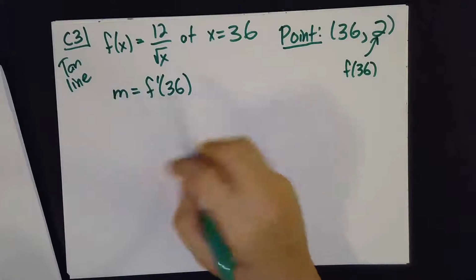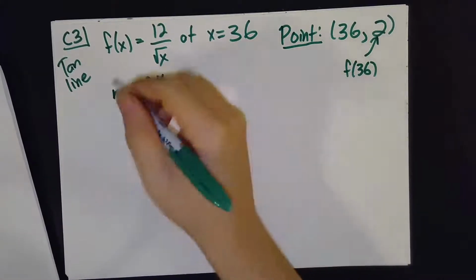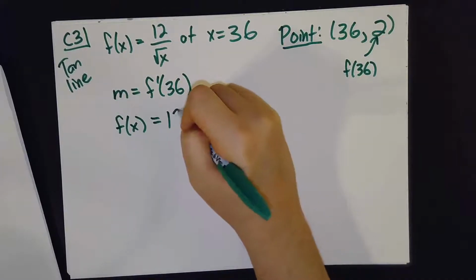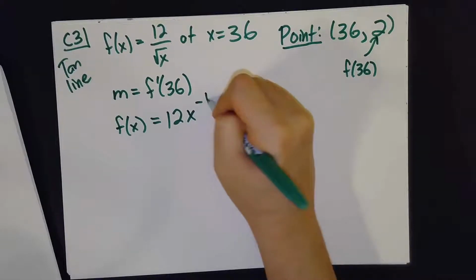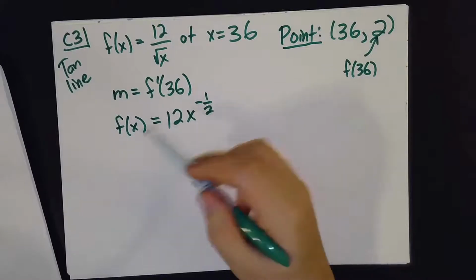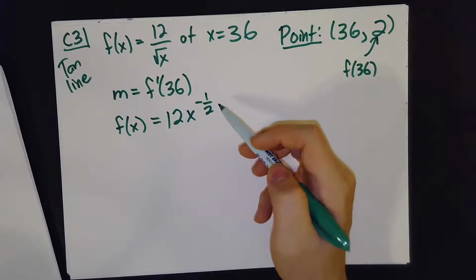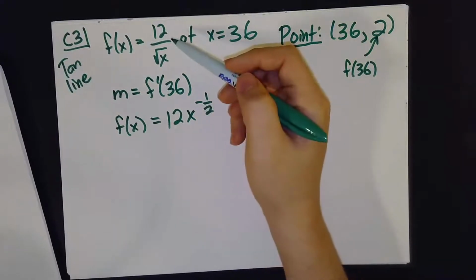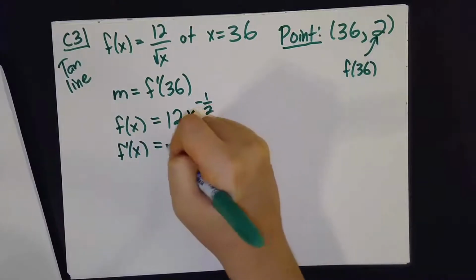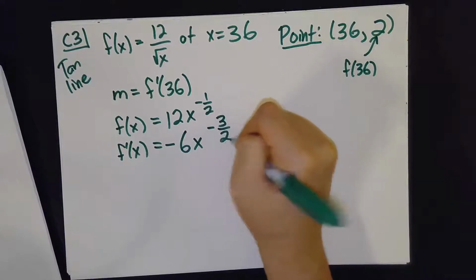But before I can get to f prime of 36, I need to figure out what f prime of x is. To figure that out, I probably want to rewrite f of x as 12 times x to the minus 1/2 power. This is so that I can use the power rule and not have to use the quotient rule to take the derivative of this thing. Okay, so this will work out to be minus 6x to the minus 3/2.